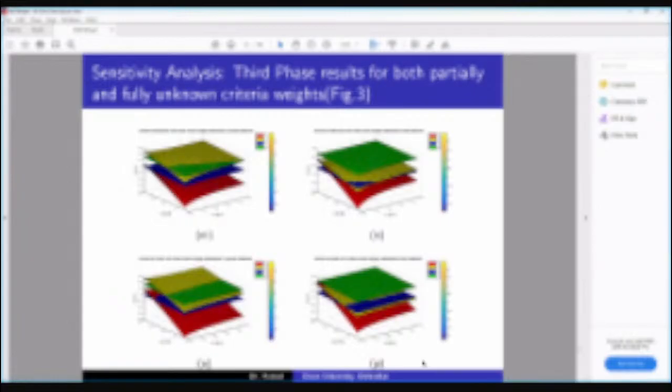And you can see that in most of these slides, the green surface is on top. That means the green surface is associated with H1. So this is basically the result, and you can analyze the result and the consistency of the method.